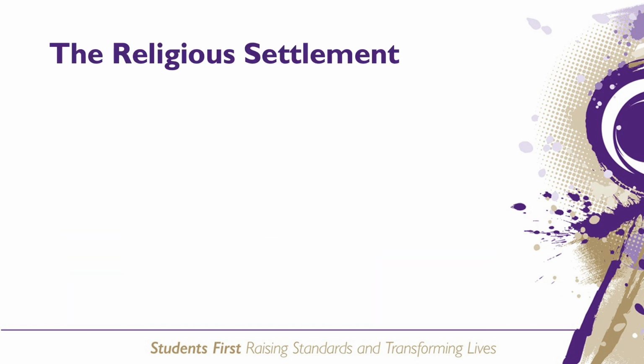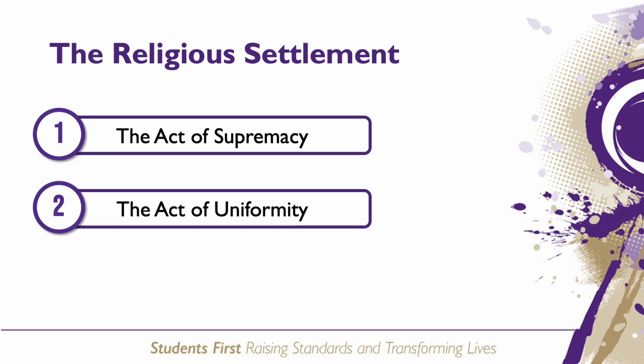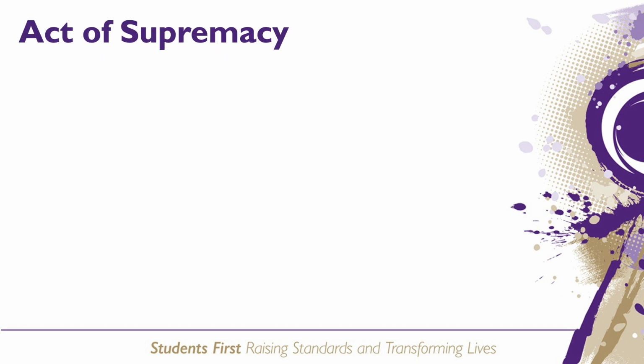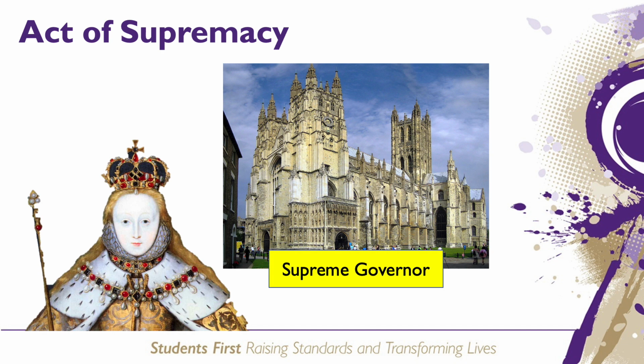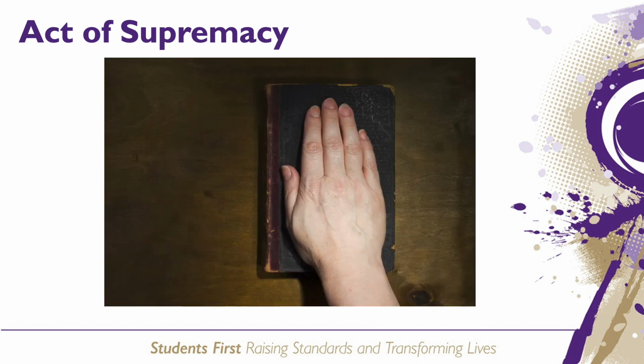The settlement came in three parts: the Act of Supremacy, the Act of Uniformity, and the Royal Injunctions. Let's start with the Act of Supremacy. This act made Elizabeth the supreme governor of the Church of England. Elizabeth did not name herself head of the Church, as she wanted to appease Catholics because, as we know, they believed that the Pope was the head of the Church. It also stated that every member of the clergy had to swear an oath of allegiance to the Queen.